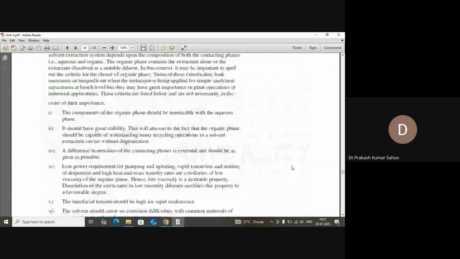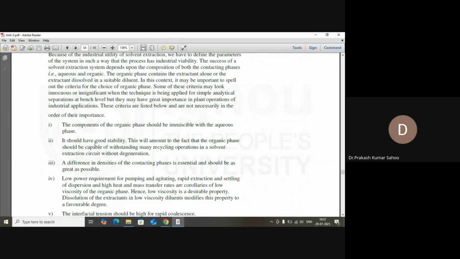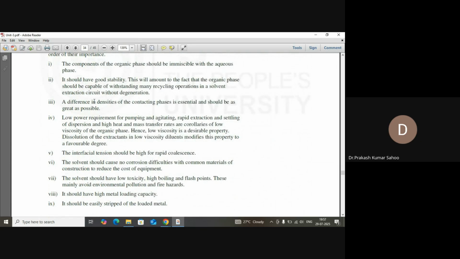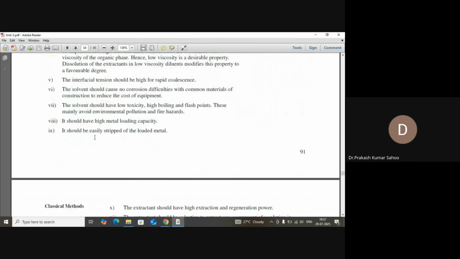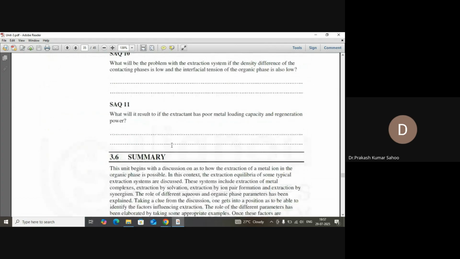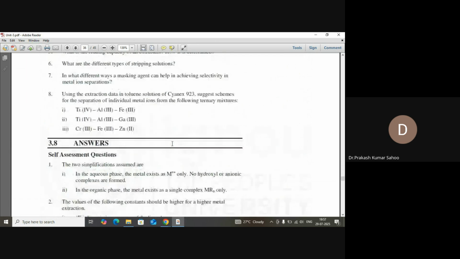Criteria for choice of organic phase: the components of the organic phase should be immiscible, it should have good stability, a different density of the contacting phases is essential and should be as great as possible. Low power requirement, interfacial tension, the solvent should cause no corrosion, the solvent should have low toxicity, it should have high metal loading capacity, it should be easily stripped of the loaded metal. So this is all about this unit.